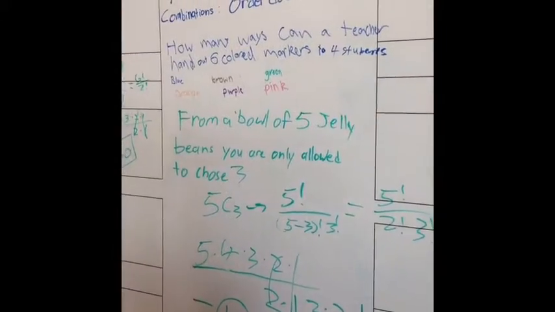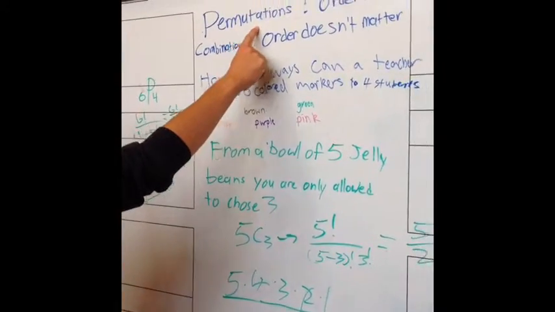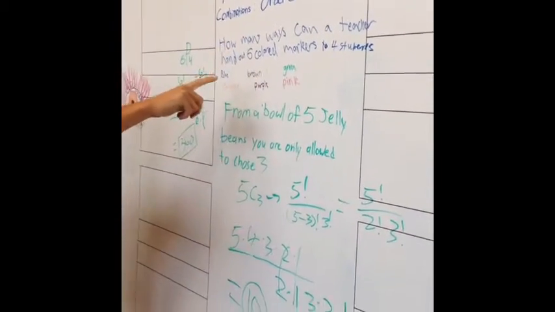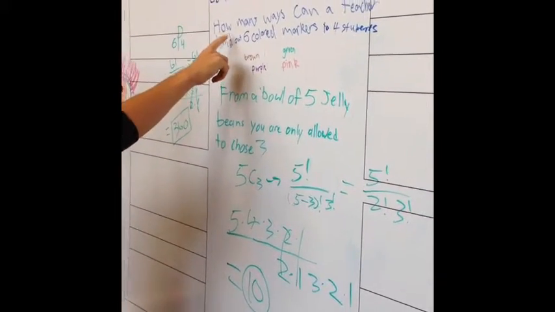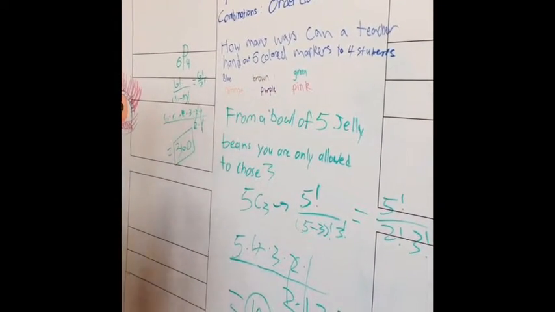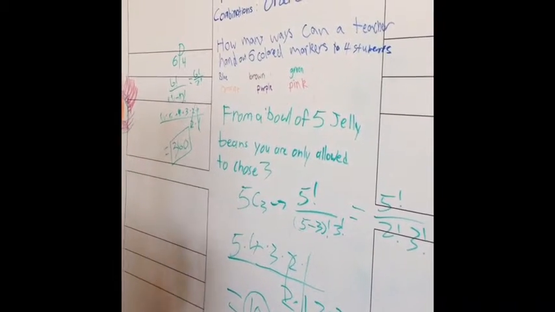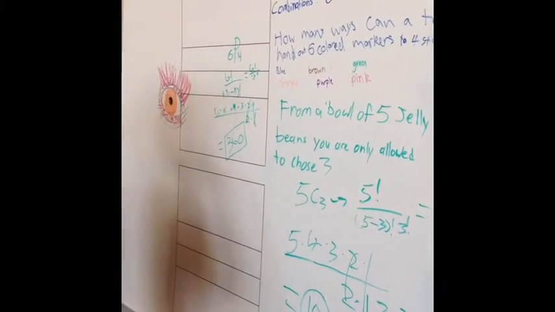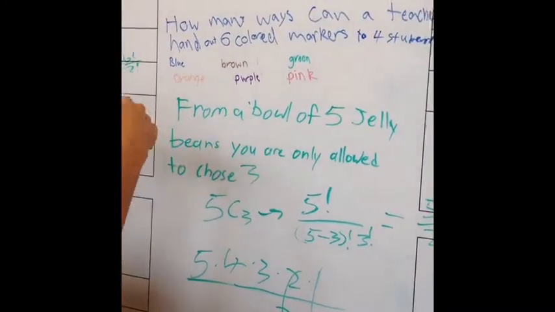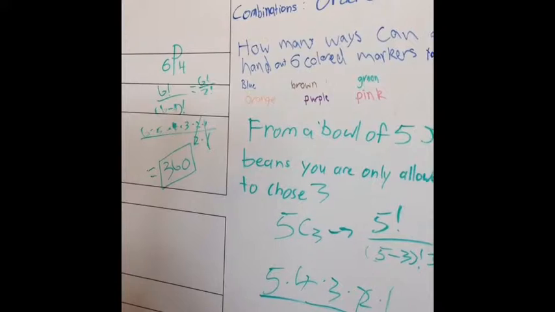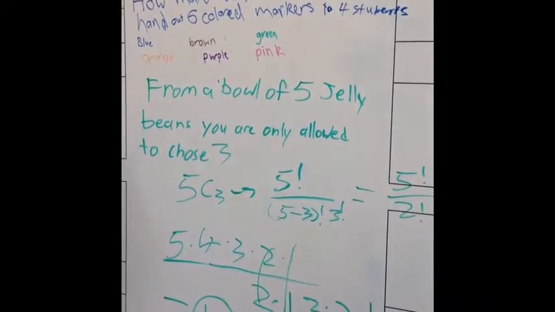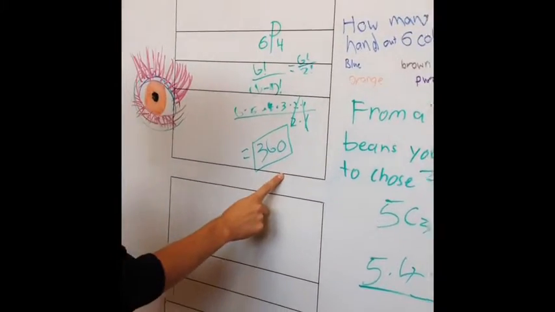Alright, so we're talking about permutations and combinations. Permutations, the order does matter. Combinations, the order does not matter. So the first problem here is, for permutations, how many ways can the teacher hand out 6 color markers to 4 students? And the order does matter here, because you can hand out the different colors in different ways. So here's the formula for permutations, and that's the answer we got.